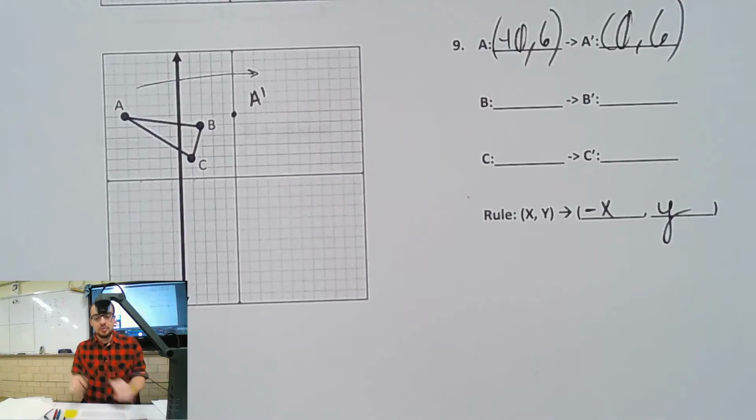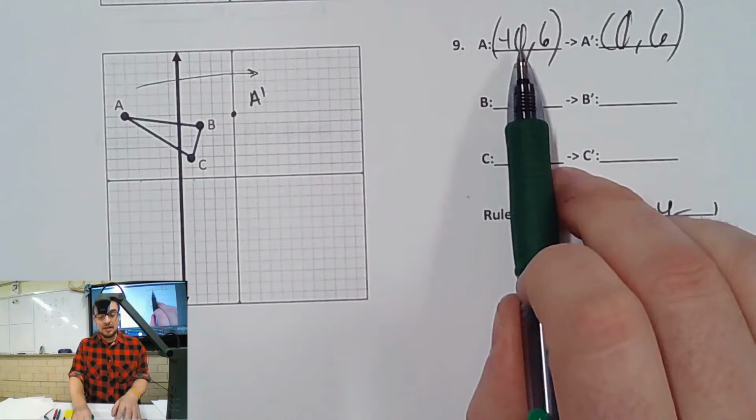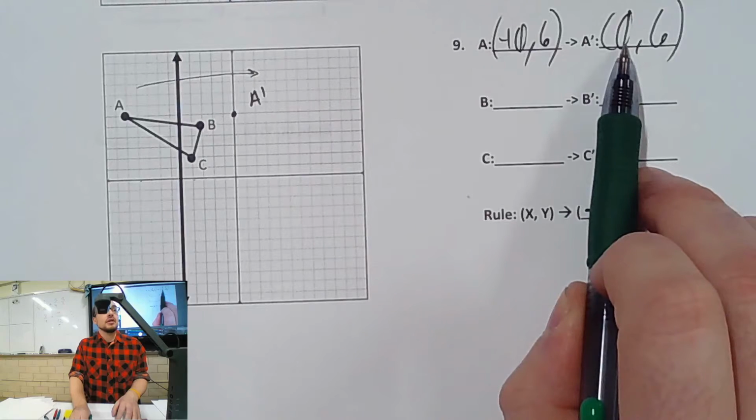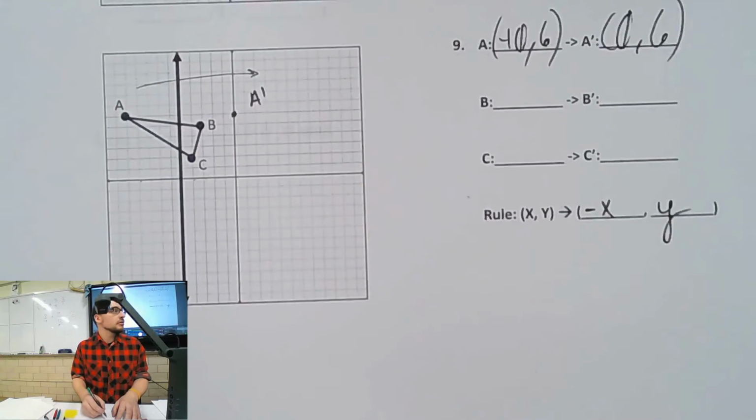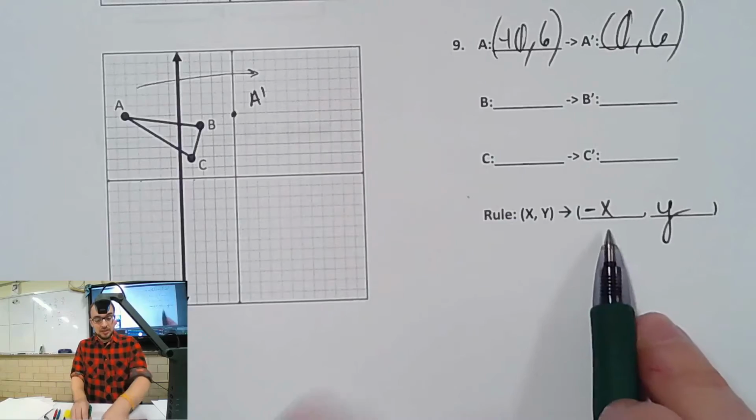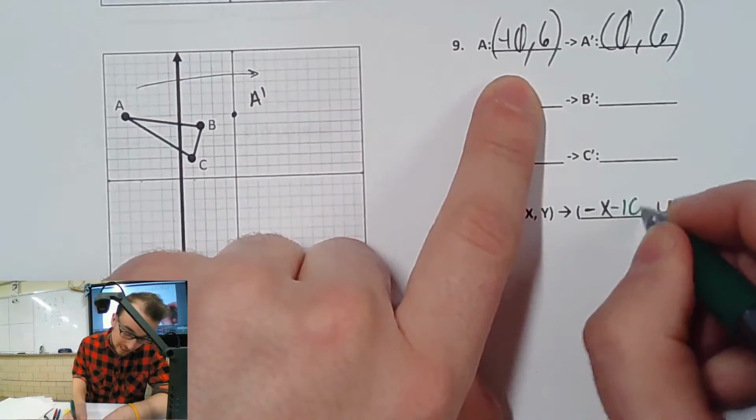Well, let's slide it into place. If I'm at positive 10 now, what do I need to do to make it 0? I subtract 10. Right? I negate it, it becomes positive 10, and then I subtract 10 to finish it off.